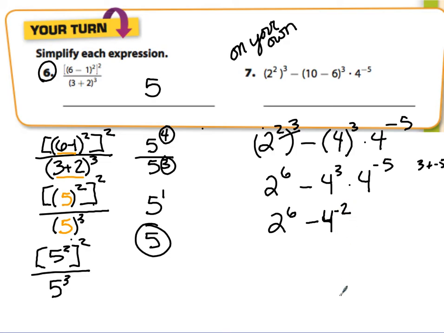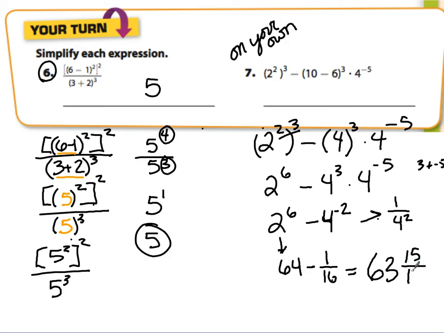So 2 to the 6th power, remember, is 2 times 2 times 2 times 2 times 2 times 2. Well, I know 2 to the 5th is 32, so I know this is 64. Minus, well, I know that anything that is to the negative power is 1 over the positive power, so I have 1 over 4 squared. So this is going to be minus 1 over 16. When I do that, I would get 63 and 15 sixteenths.